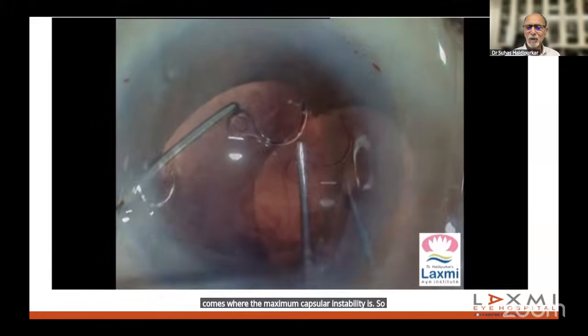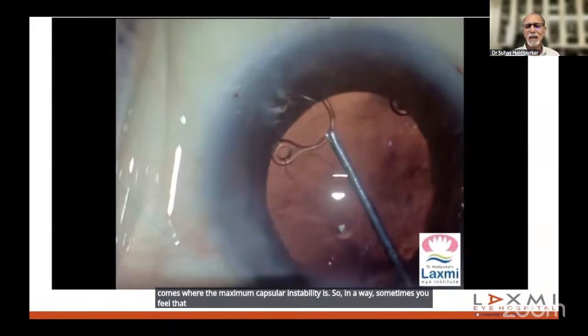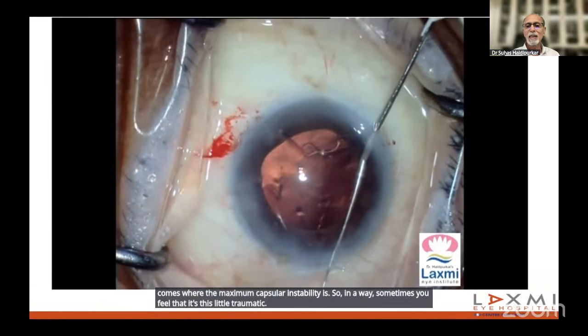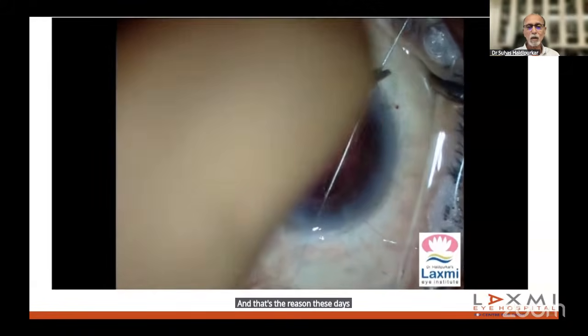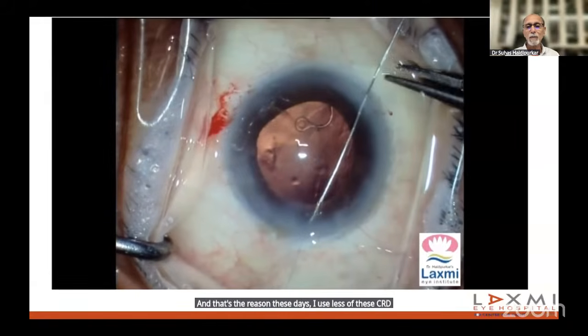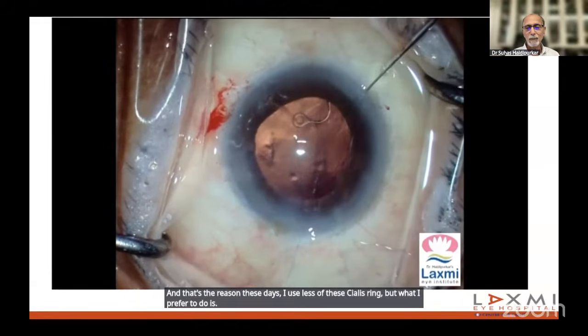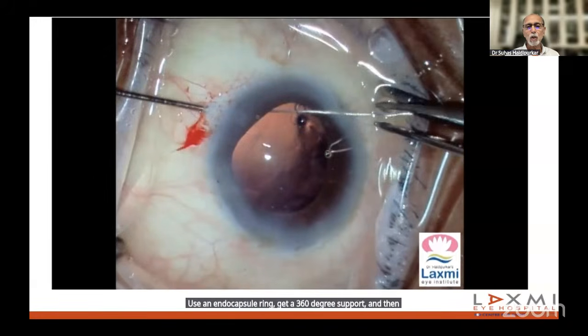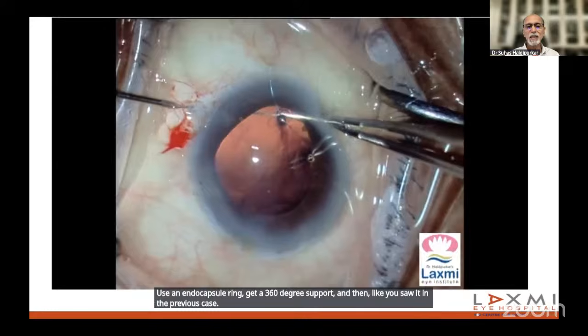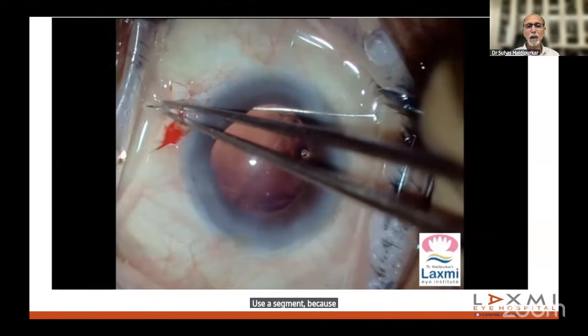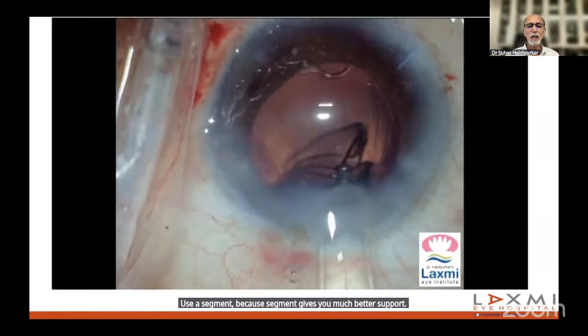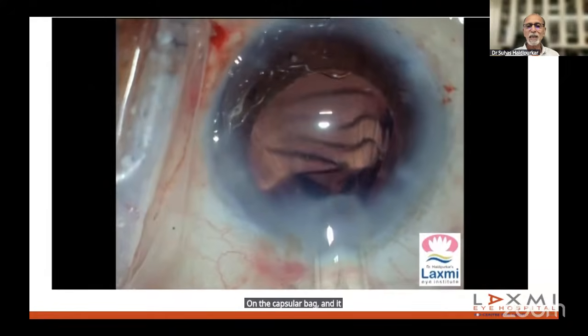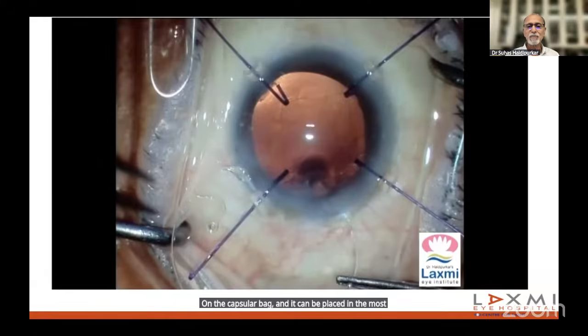So in a way, sometimes you feel that this is a little traumatic. And that's the reason these days I use fewer of these Sionis rings. But what I prefer to do is use an endocapsular ring, get a 360-degree support, and then, like you saw in the previous case, use a segment, because a segment gives you much better support on the capsular bag and it can be placed in the most desired position.